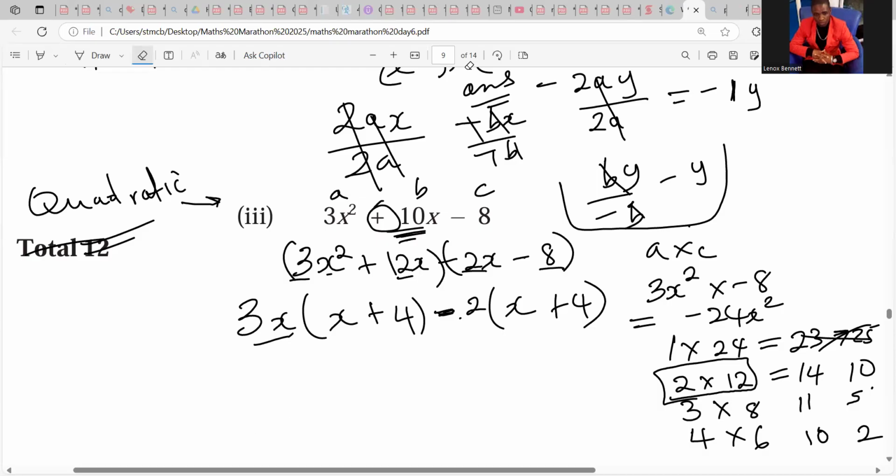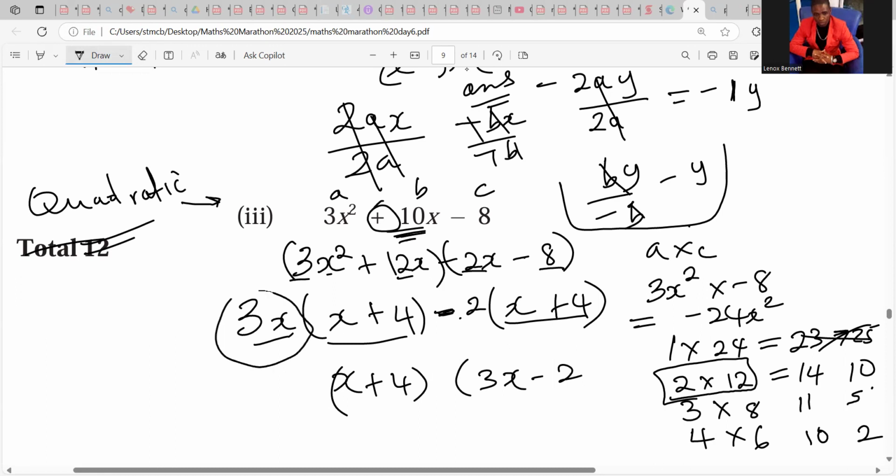And then we're going to take what's common, which is x plus 4. So we can take this bracket first. In both of them, x plus 4 is common. And then we take 3x minus 2, which is outside. That's why I always say some of them are outside, and you have to remember this. Alright? And that would be our answer: x plus 4 and 3x minus 2. Let me know if you get it, please. And then we're going to go down to the next one.